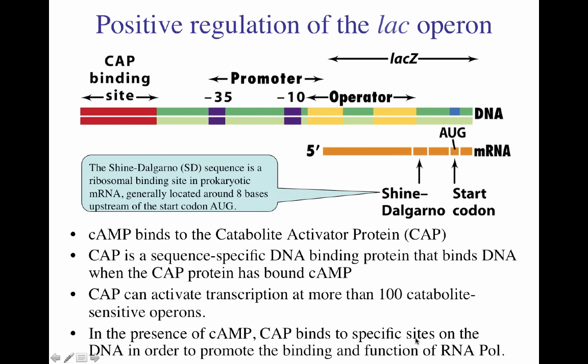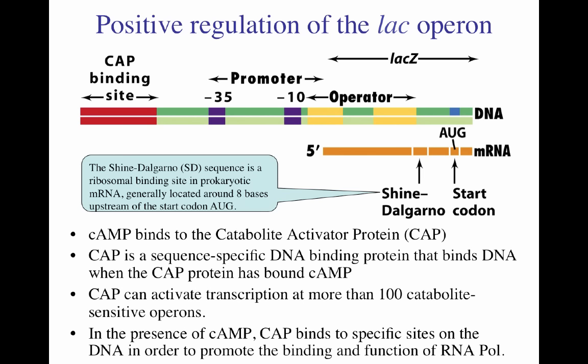Now let's take a look at how this amount of cyclic AMP helps to positively regulate the lactose operon. That is happening because of another site in the lactose operon called the CAP binding site, the site where the CAP protein is going to bind. So cyclic AMP, as we discussed, binds to the Catabolic Activator Protein, or CAP, and once that protein has bound to cyclic AMP, it can dimerize and then bind directly to the CAP binding site. So CAP is a sequence-specific DNA binding protein that binds DNA when it has bound to cyclic AMP.